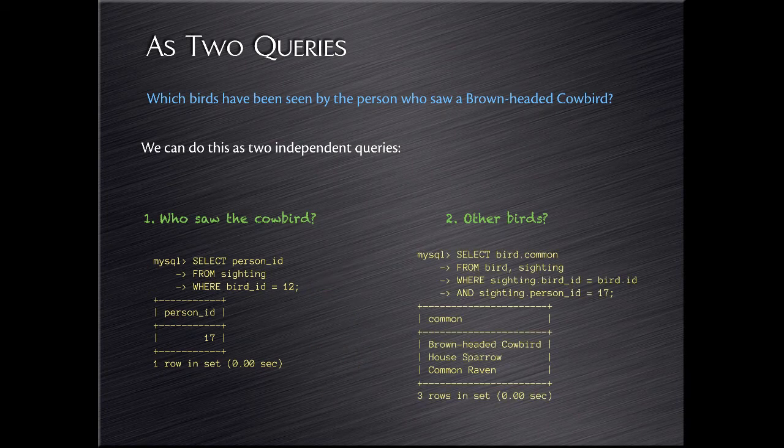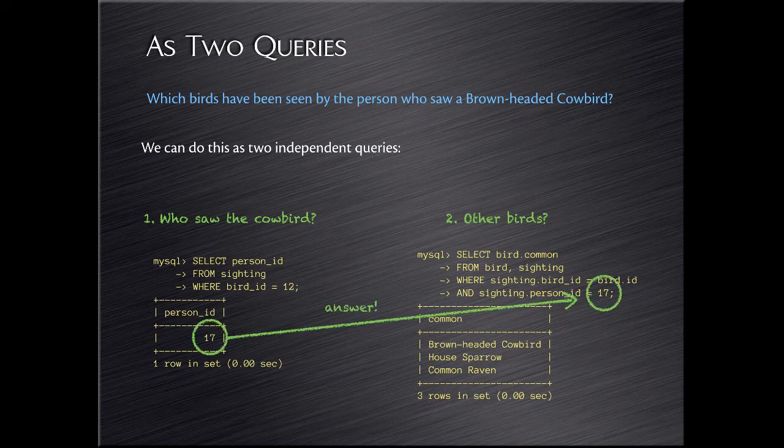So then I take that and I put that in my second query. Now I'm going to do a multiple table query. I want to know all the common names of the birds where the person ID in the sighting table is 17, and I want to accumulate or grab all of the bird foreign keys, and those are the cowbird and a sparrow and a raven. So there's only 3 birds. I take that ID number 17, and that gets me to my answer of my question, which birds have been seen. So that's how I would do that as a 2-query system.